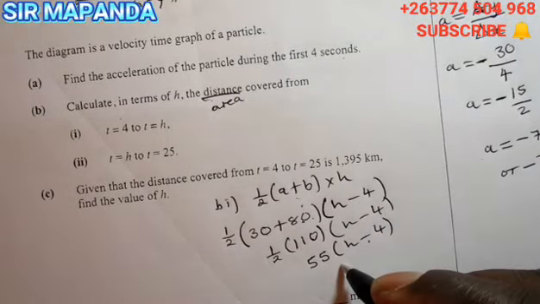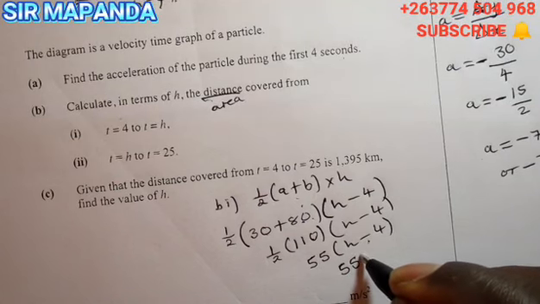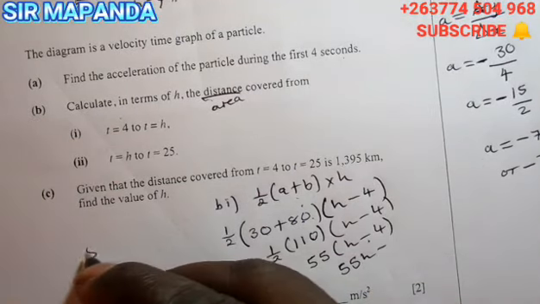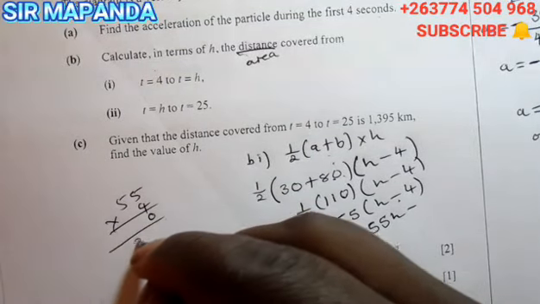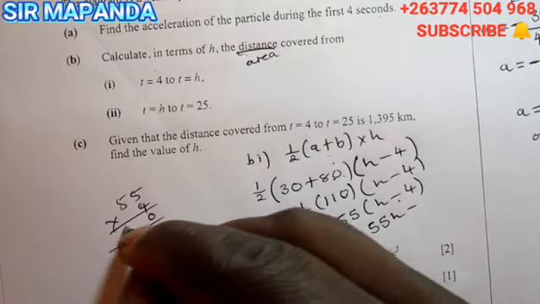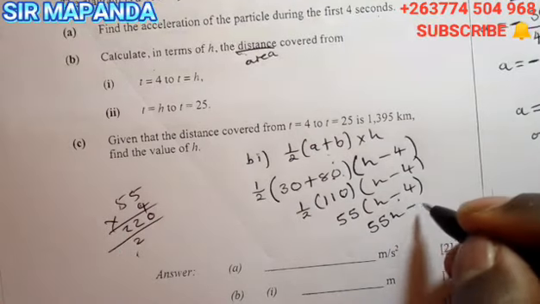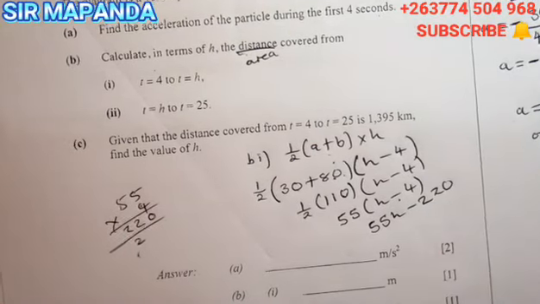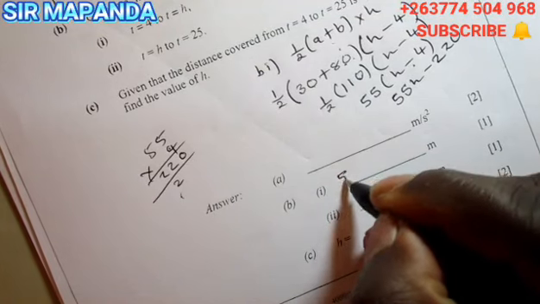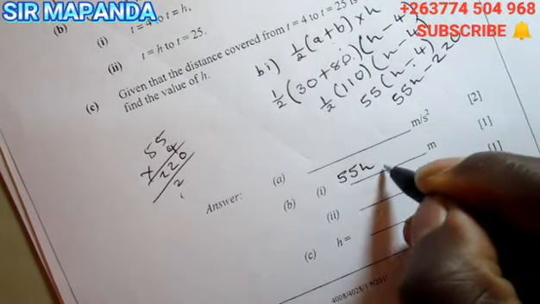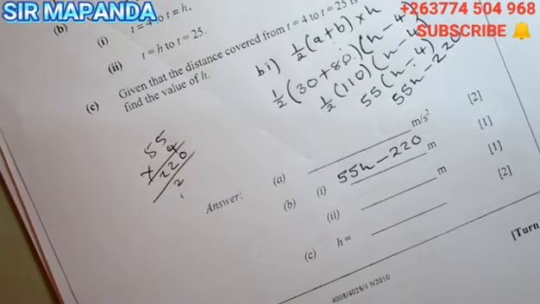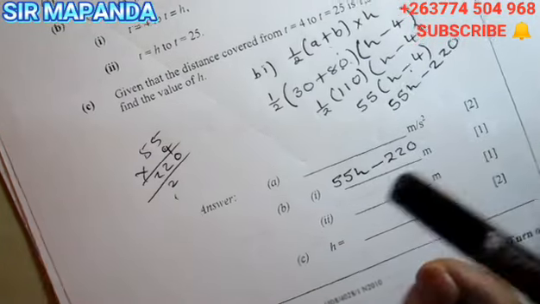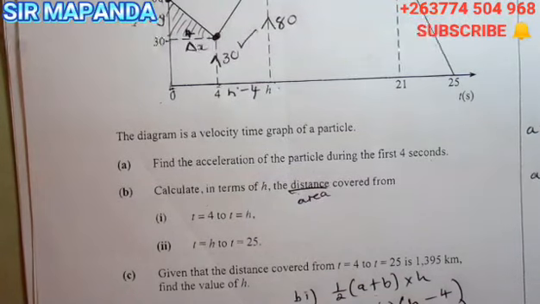So if you expand, you get 55h. Then 55 times 4. This is 20, carry 2. 20 plus 2, you get 22. So you get 220. So our final answer is 55h minus 220. I hope you are listening. Then move on to the next.